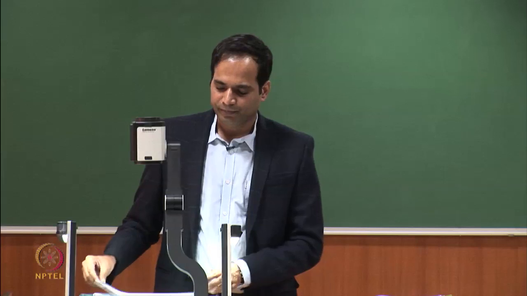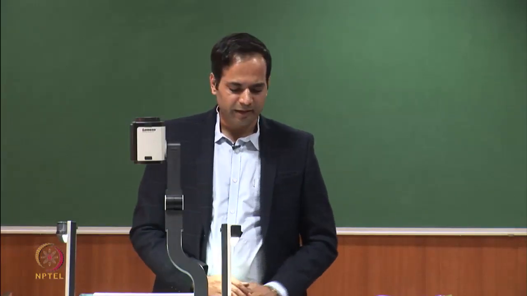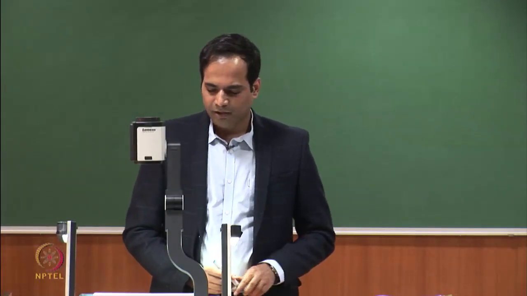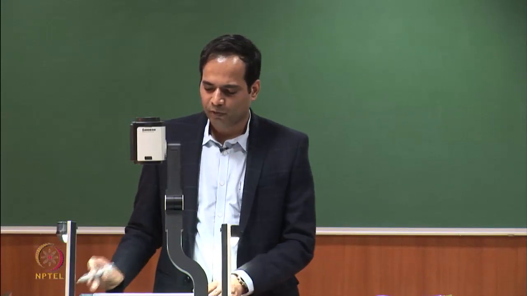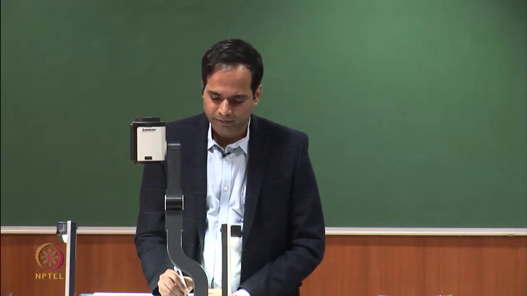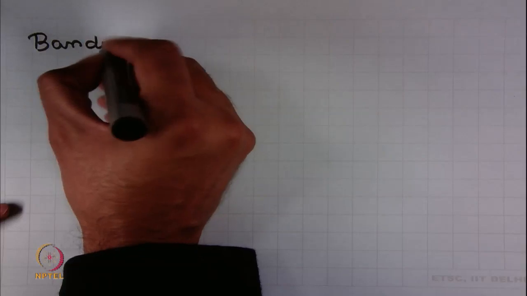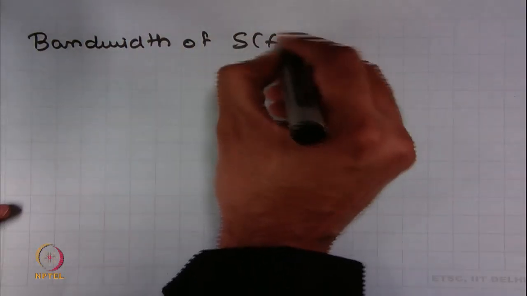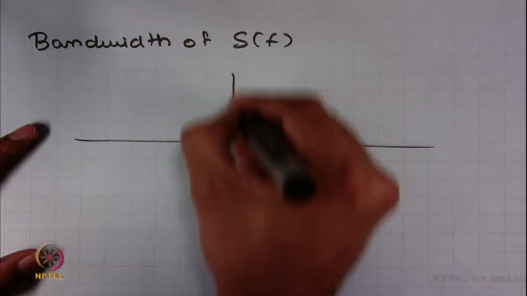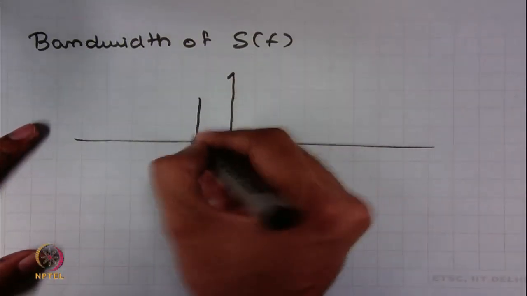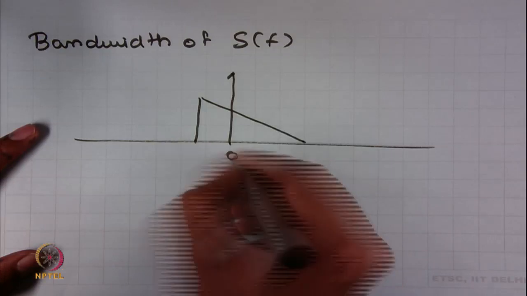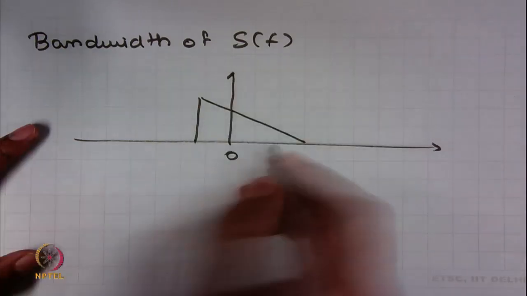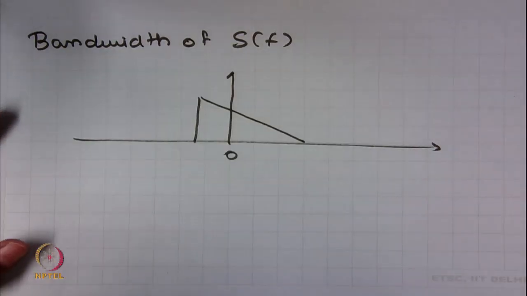One thing that I would like to point out at this stage is, suppose we want to define the bandwidth of S(f), and suppose S(f) is given like this. So, I have some signal whose spectrum is given like this. How do we define the bandwidth of such a signal?